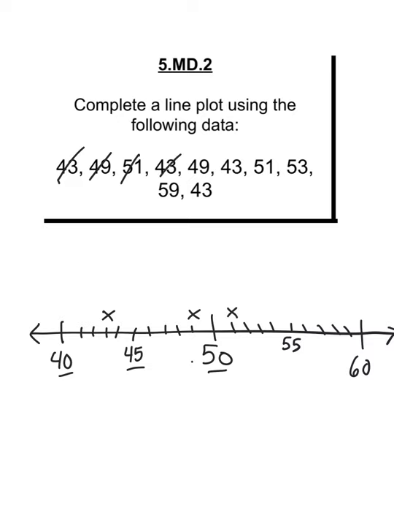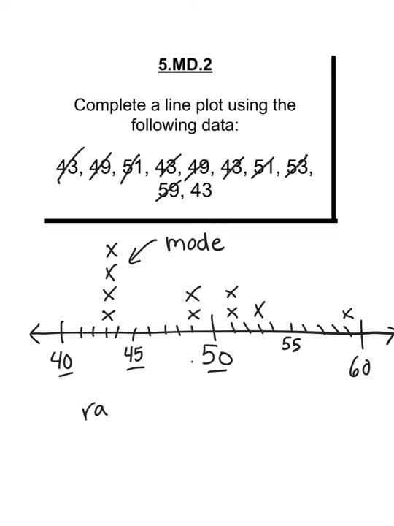51, 43, 2 of those, 49, 43, 51, 53, 59, and 43 again. Okay, so remember when I taught you guys the word that means our most frequently occurring piece of data? That's our mode.